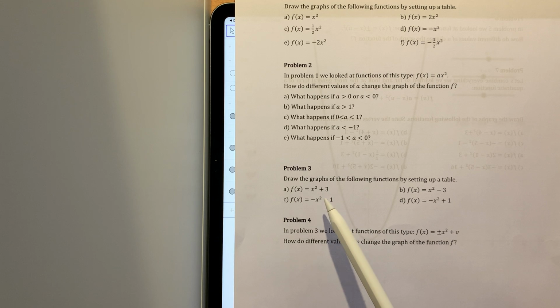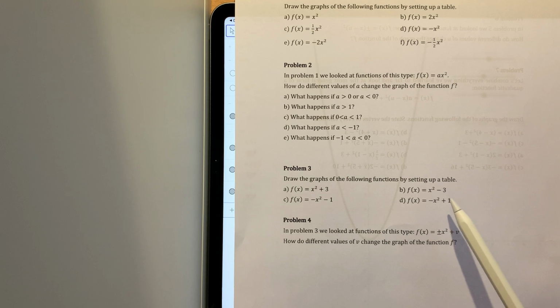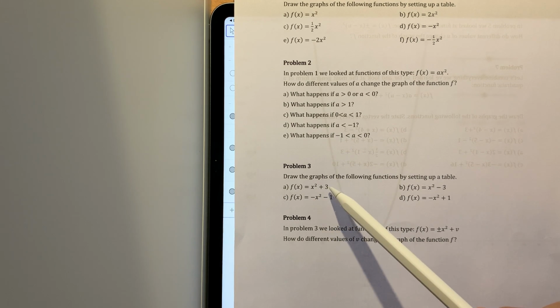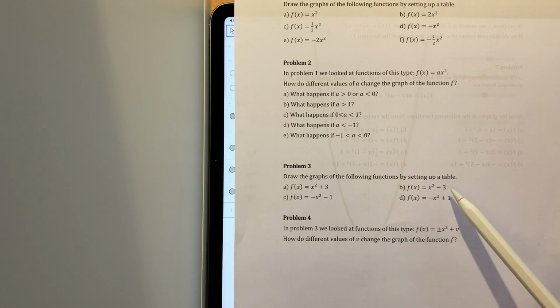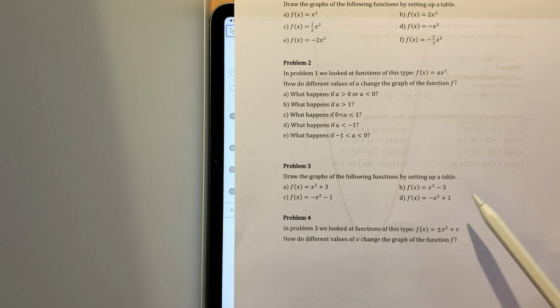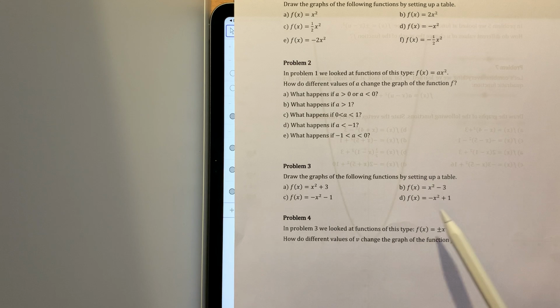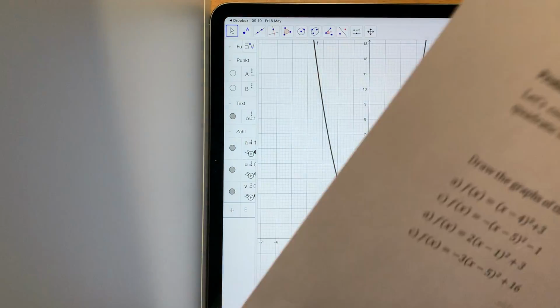Then we went to this exercise and we added numbers in the back, or we subtracted numbers. So that resulted in a vertical translation, okay? So you go up, the original happy parabola, you translate it vertically by 3 units, upwards. This one is translated vertically by 3 units, but now downwards. This one is a sad parabola, translated downwards by one unit. And this is a sad parabola translated upwards by 1 unit. Okay, so that's your vertical translation.